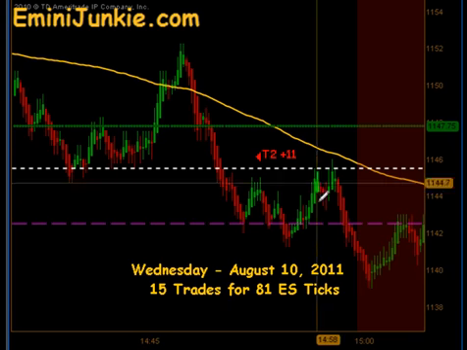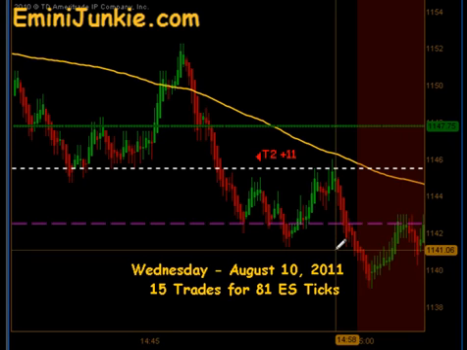And then, after 3 o'clock, momentum to the downside kicked in once again today, and the market ended up down quite heavily on the day. So a very, very active day. 15 trades, 81 ES ticks, with a lot of reduced risk stop outs there and a couple of full stop outs.